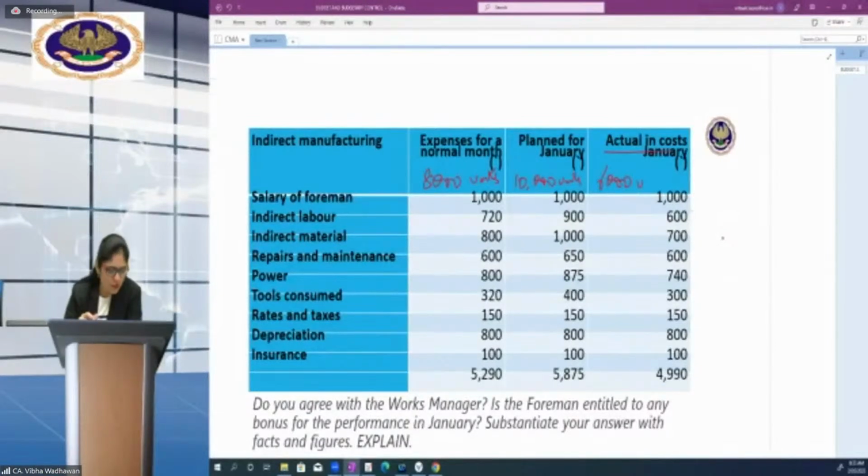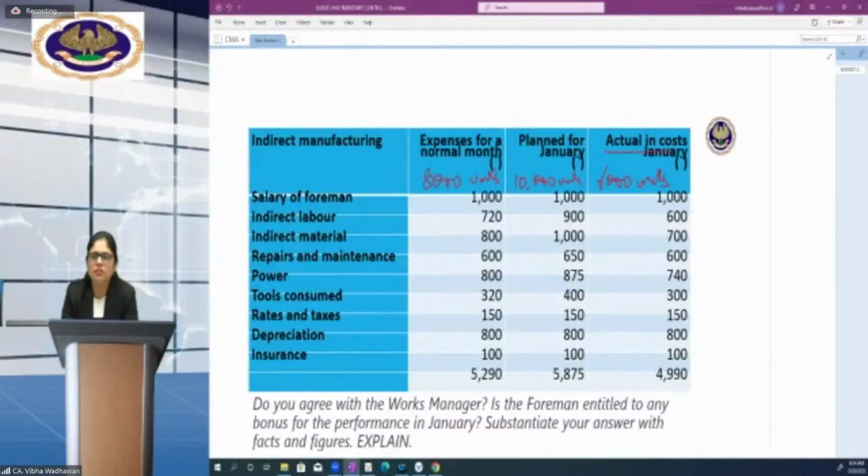No, actual cost is, yes, actual cost happened for 6,000 units. This is the actual cost. All right, so we have salary of foreman, indirect labor, indirect material, repairs and maintenance, power, tools consumed, rates and taxes, depreciation and insurance. Do you agree with the works manager?